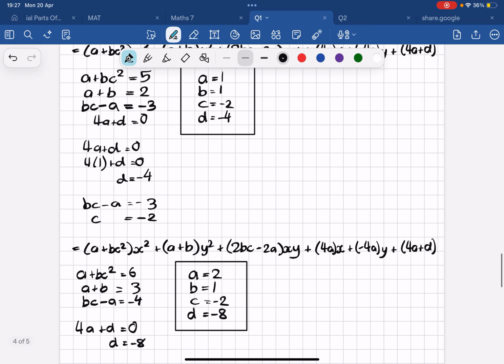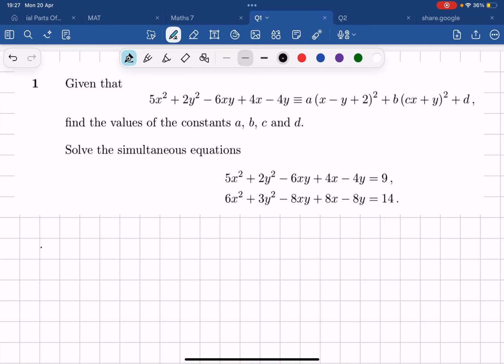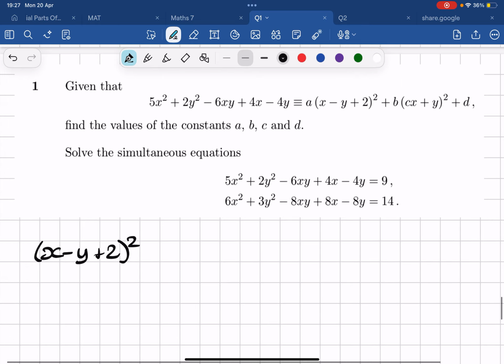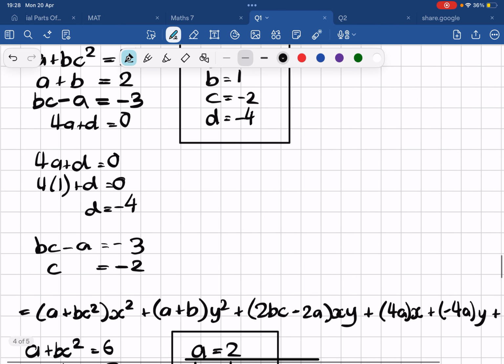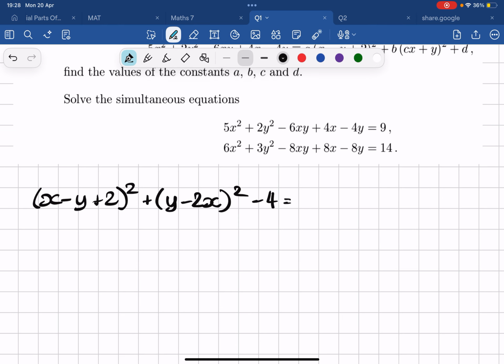First equation, a is 1, b is 1, c is minus 2, d is minus 4. So we have (x minus 1 plus 2) squared, our b value is 1, plus (y minus 2x) squared, and the d term was simply minus 4. And this equals 9. So let's write this as equal to 13.